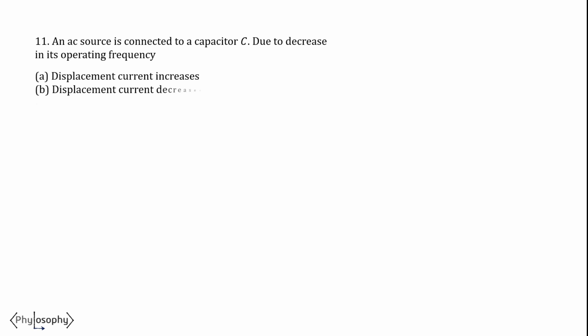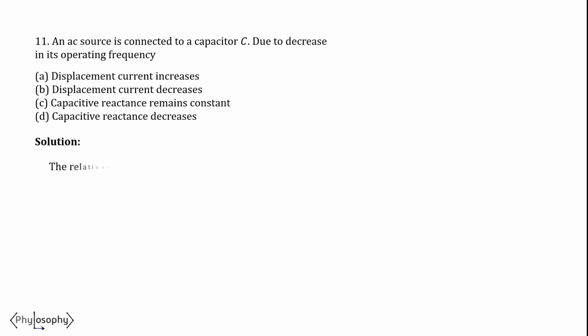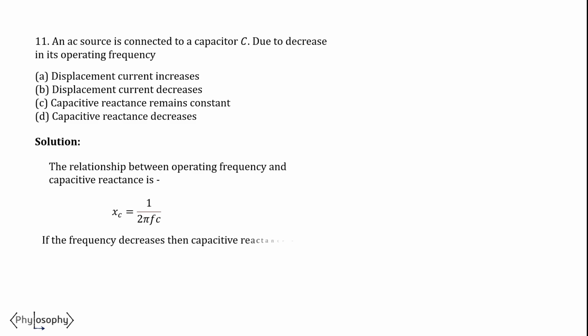Our next problem is, an AC source is connected to a capacitor C. Due to decrease in its operating frequency, displacement current increases, displacement current decreases, capacitive reactance remains constant, capacitive reactance decreases. We know that the relationship between operating frequency and capacitive reactance is given by 1 over 2 pi f C. Therefore, from this expression we can say that if the frequency decreases, then capacitive reactance will increase.